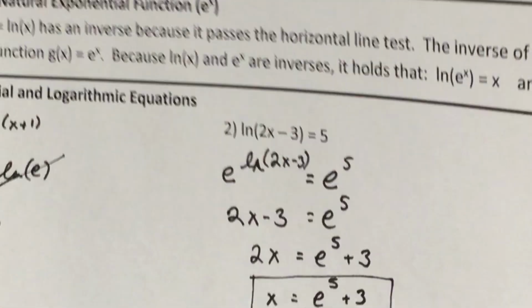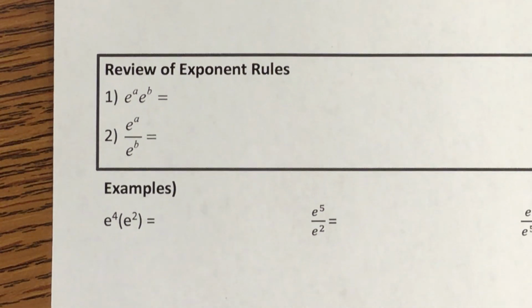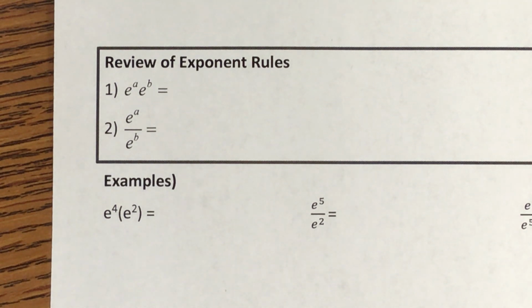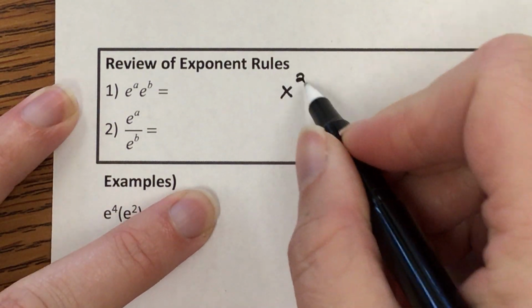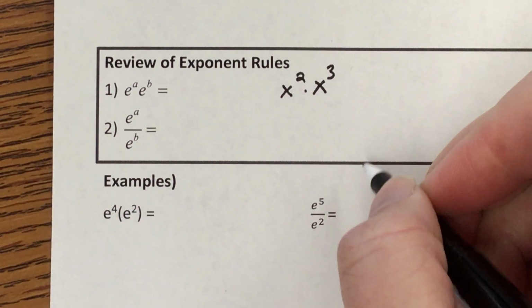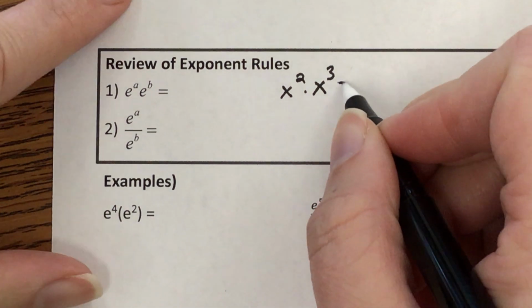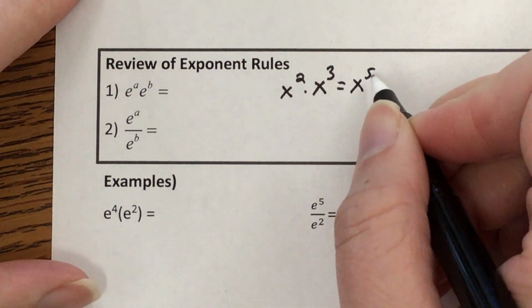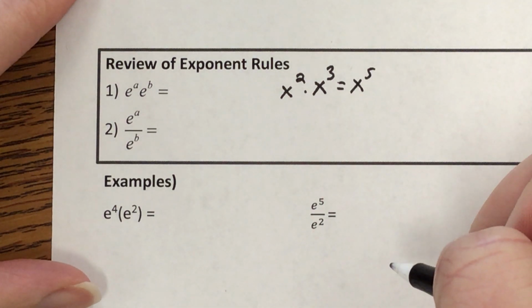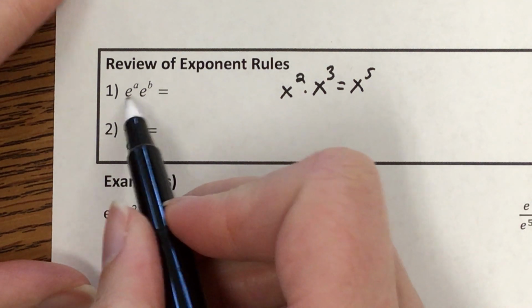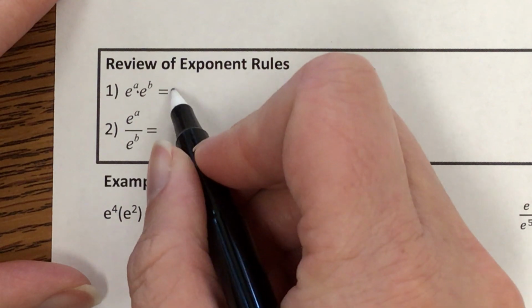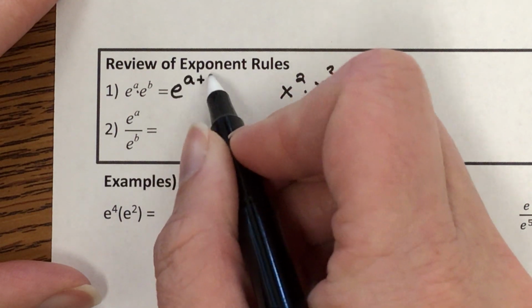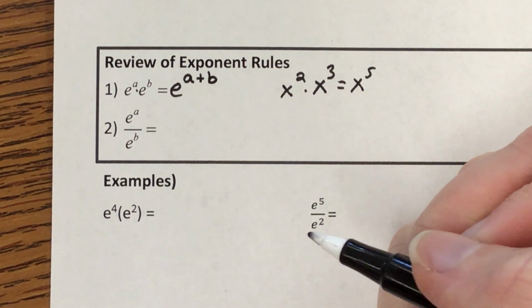Let's do a review of some exponent rules. So these are things that you learned back in like Algebra 1, e to the a times e to the b. This is similar to when you did back in Algebra 1, like x squared times x cubed. That's the same thing as x to the 5th power. And you get that 5 by adding those two exponents together. You can do the same thing with e's. As long as the bases are the same and these are multiplied, you add the exponents together. So it becomes e to the a plus b power.